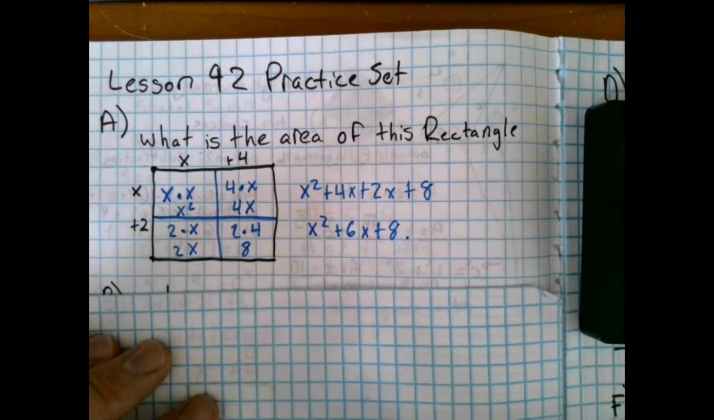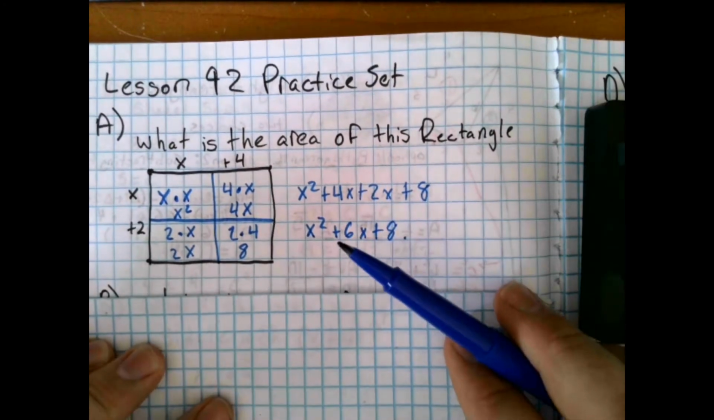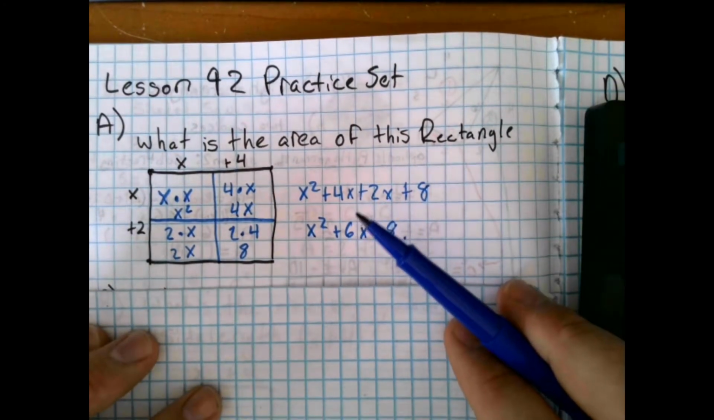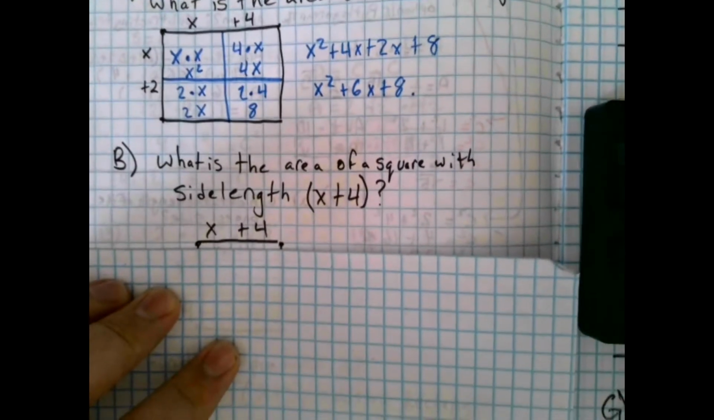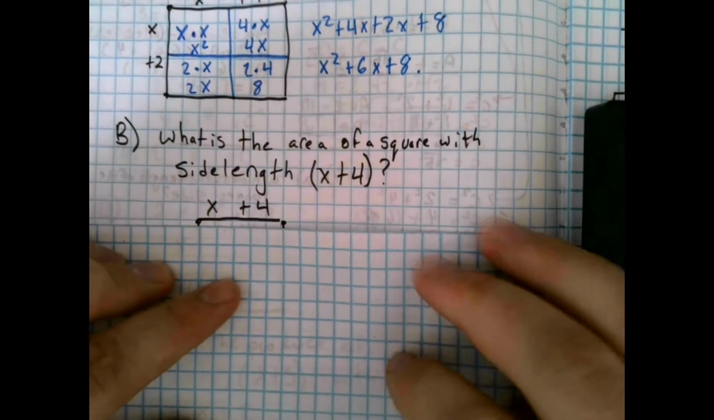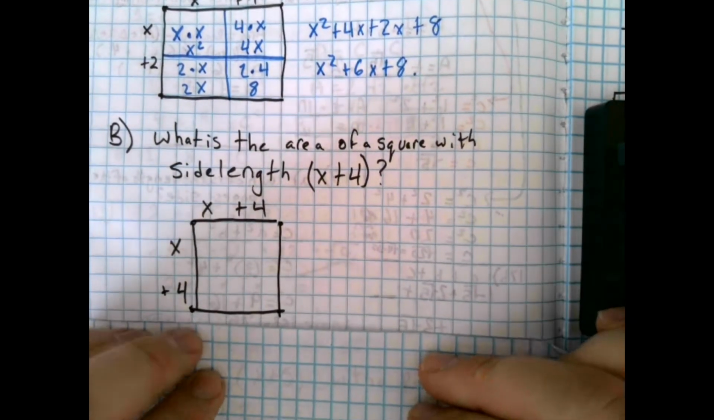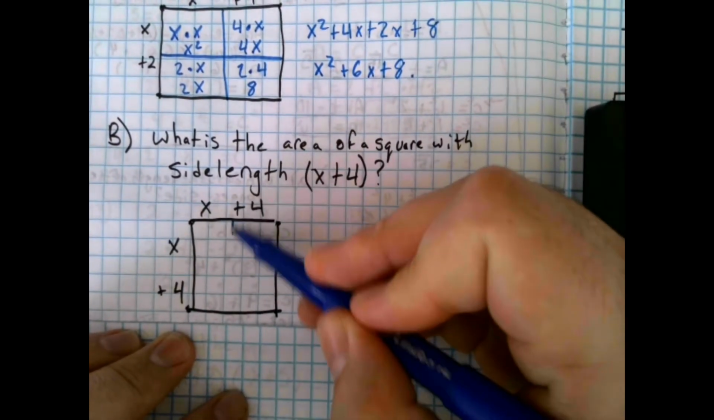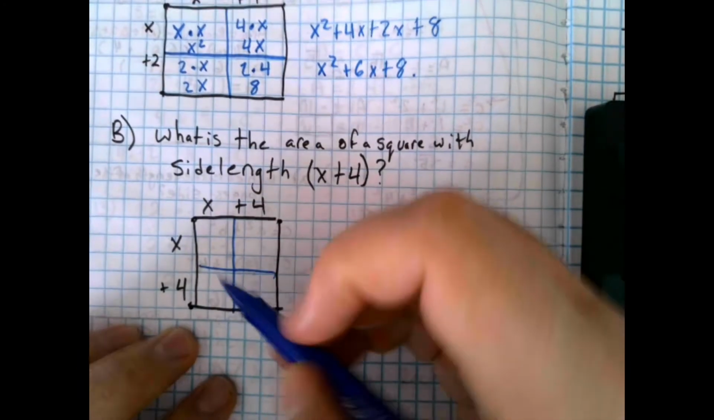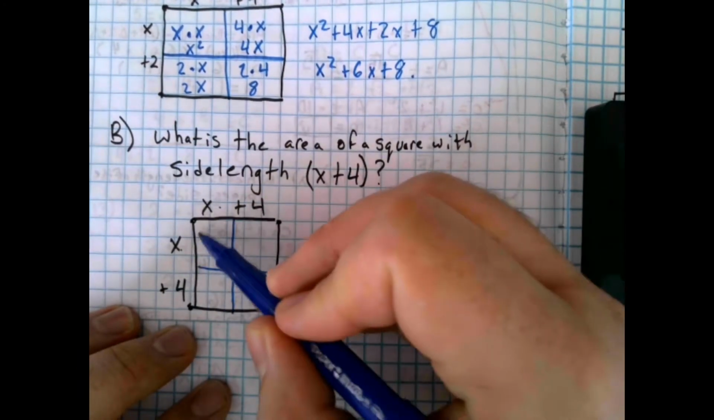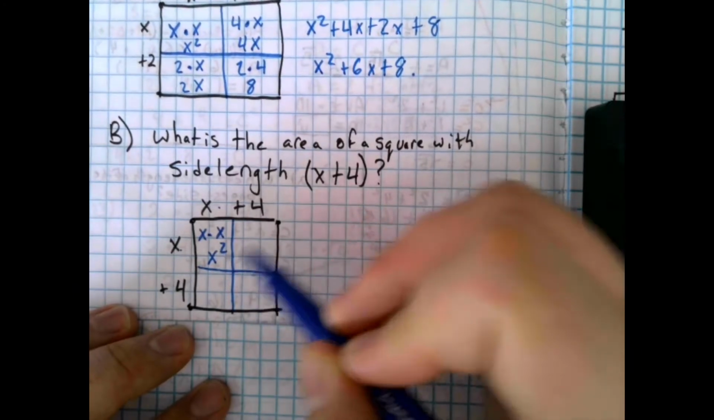Make sure that you've understood these steps before we move on to the next example. The next example uses a similar method because it's asking about the area of a square with side length x plus 4. If one side of a square is x plus 4, so is the other one. We're going to cut the square in half and in half again. Here, this one is x by x, so x times x is x squared.